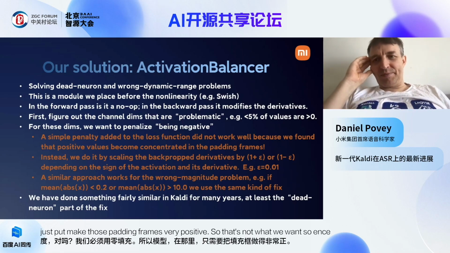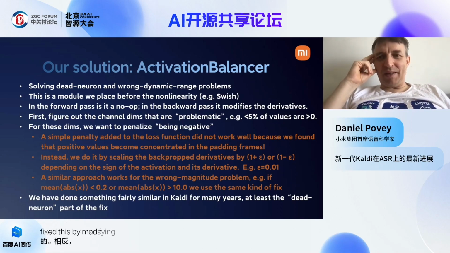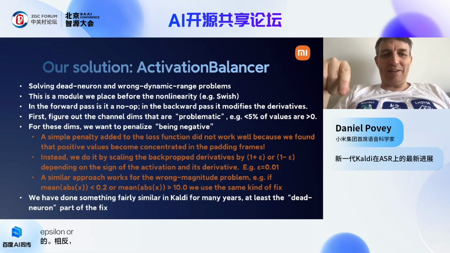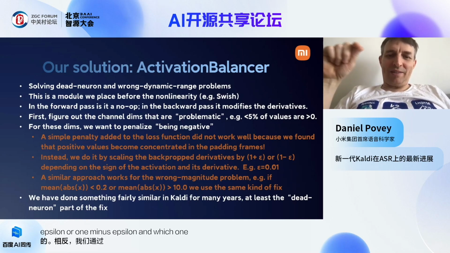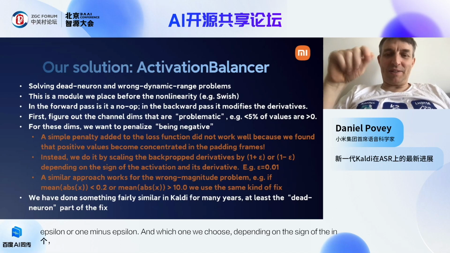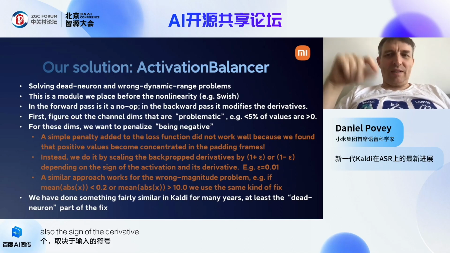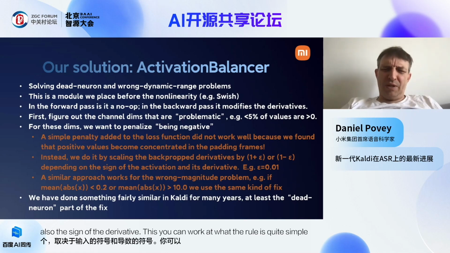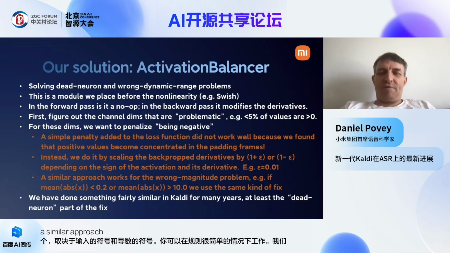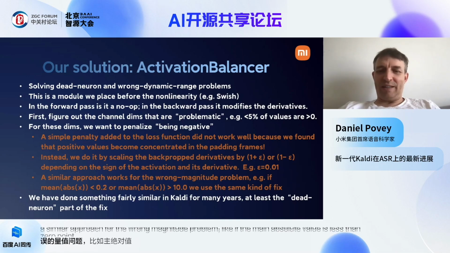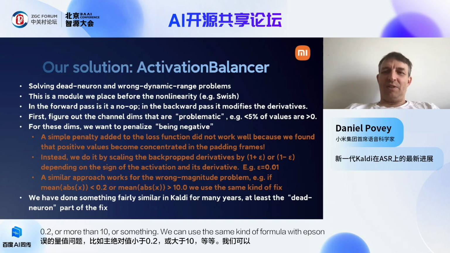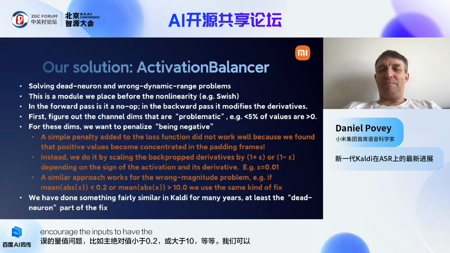So instead, we fix this by modifying the backpropagated derivatives by multiplying them by 1 plus epsilon or 1 minus epsilon. And which one we choose depends on the sign of the input and also the sign of the derivative. This, you can work out what the rule is. It's quite simple. And we also use a similar approach for the wrong magnitude problem. Like if the mean absolute value is less than 0.2 or more than 10 or something, we can use the same kind of formula with epsilon to encourage the inputs to have the magnitude that we want.